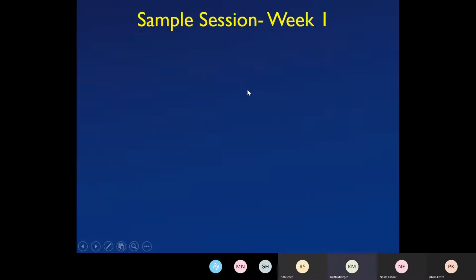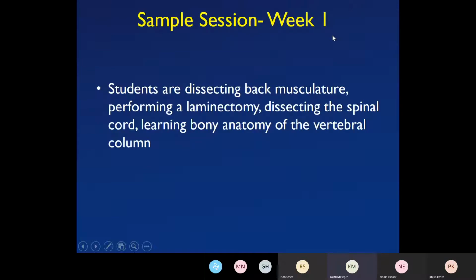Okay, so let's get down to an example. And I'll use a sample session from week 1. In week 1, students are in the dissection portion of the lab, dissecting back musculature. They're performing a laminectomy, exposing and dissecting the spinal cord, and they'll be learning the bony anatomy of the vertebral column as well.